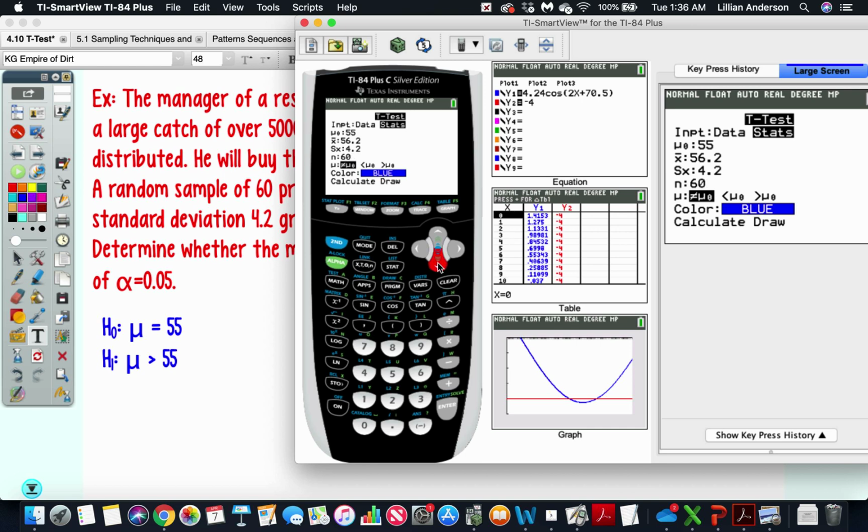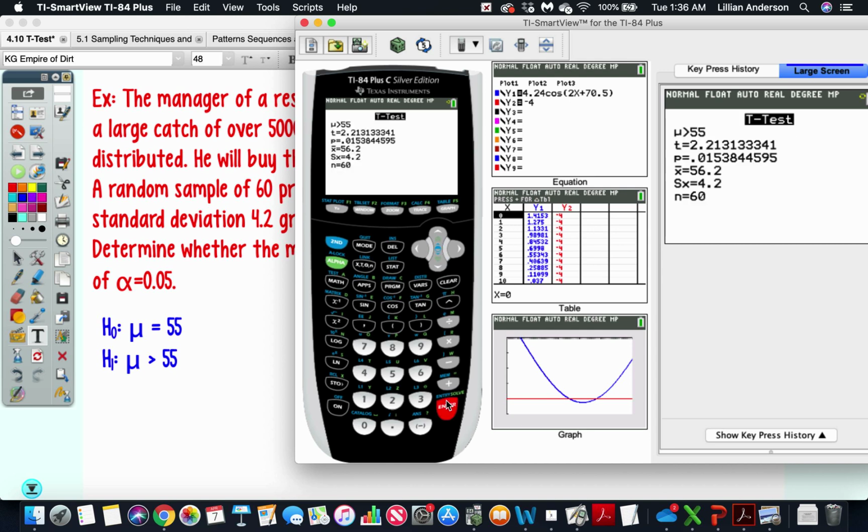Now we go to mu. This is where we put in our alternative hypothesis. So in this case, we want the greater than symbol. So we'll go over to greater than and click enter. Not going to stress about color. To be honest, I have no idea what it does. And we're going to click calculate.